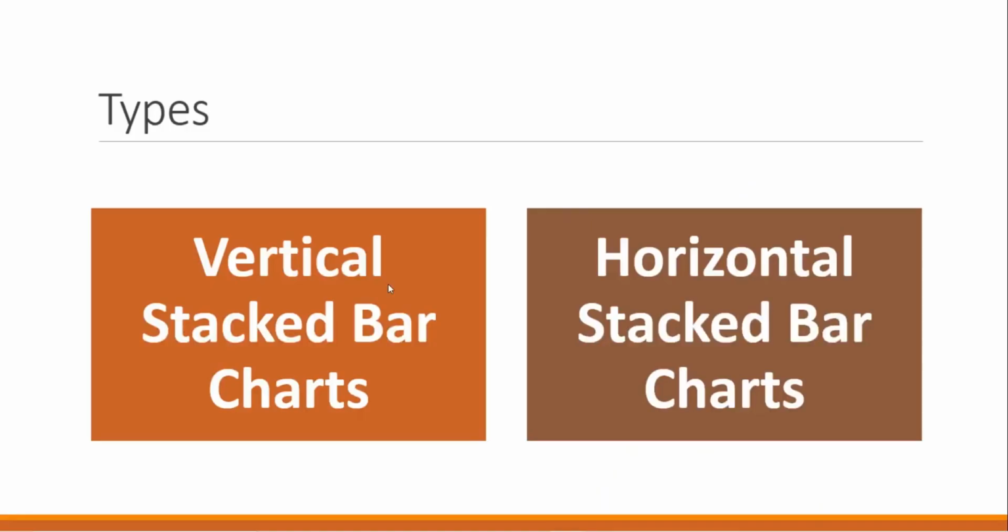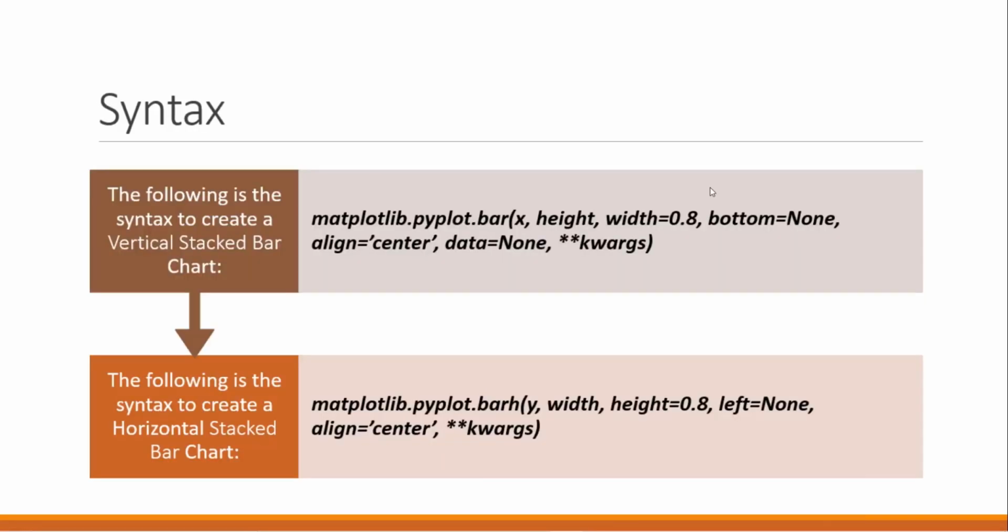Basically, there are two types of stacked bar chart. The first one is the vertical stacked bar chart. The next one is the horizontal stacked bar chart. A vertical stacked bar chart is created when data is displayed by vertical bars on a graph. And horizontal stacked bar charts are graphs in which the given data is represented by horizontal bars on the graph.